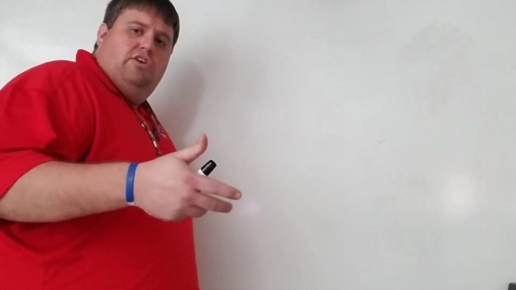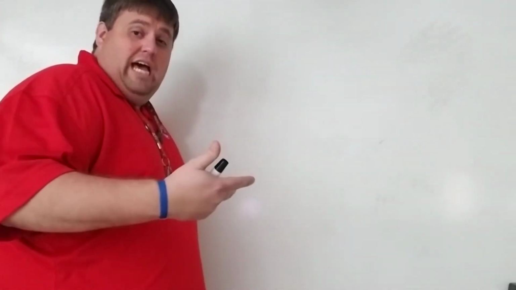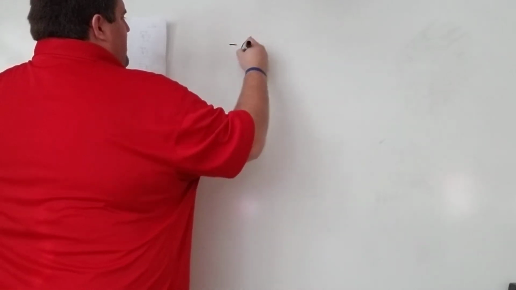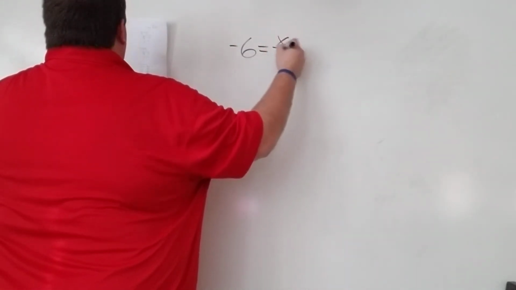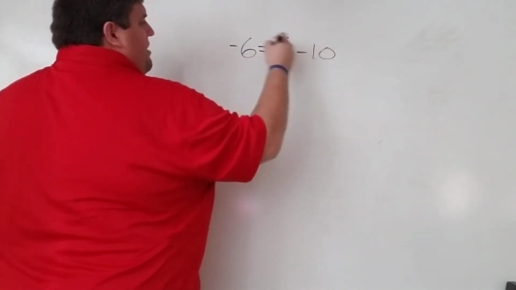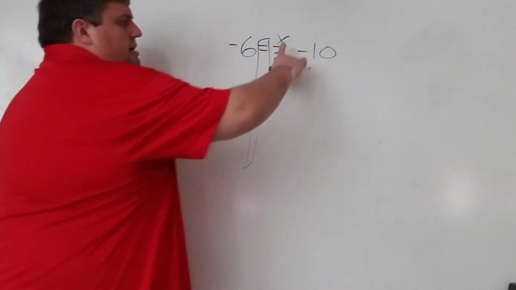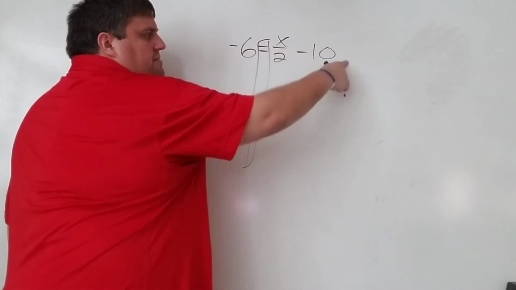So really look at mine, model how I'm going to do this. This is what I want to see on your test. Number 1, we have -6 equals x over 2 minus 10. These first couple on here were just kind of 2 steps. Here's my x. I'm going to get rid of whatever I add or subtract.